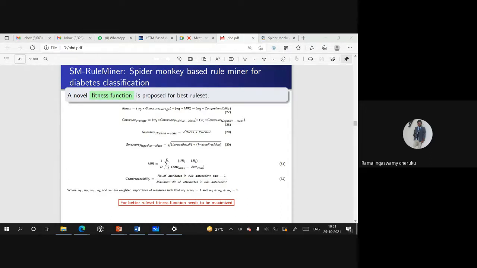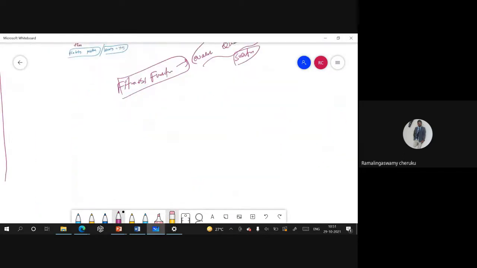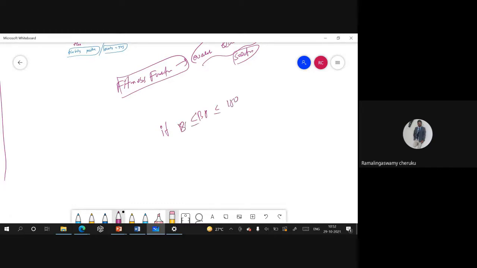And what is MIR? MIR talks about the range values. Because every attribute, every feature, suppose I want to define a rule like this: the BP values, the blood pressure values, between 100 and 150. So this is called a range. It's called an interval.